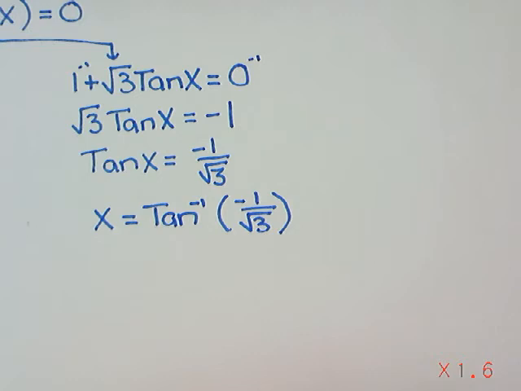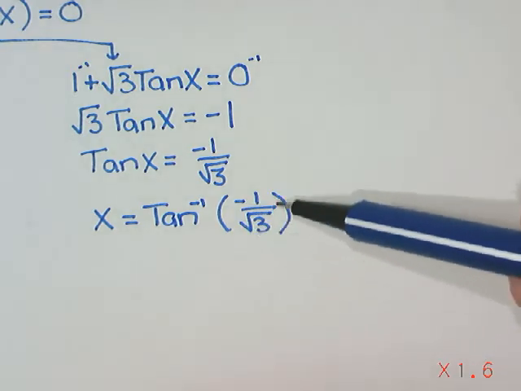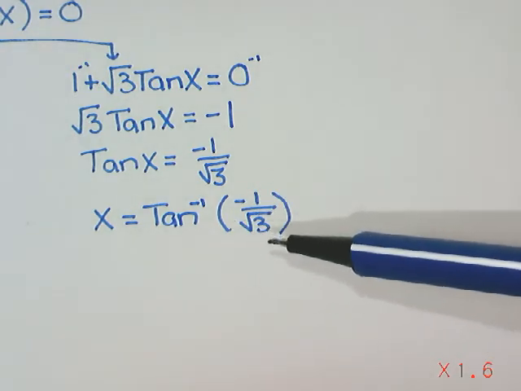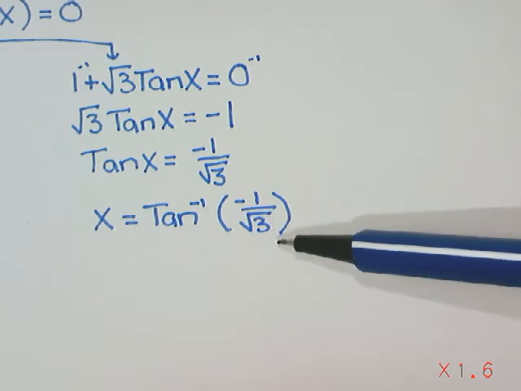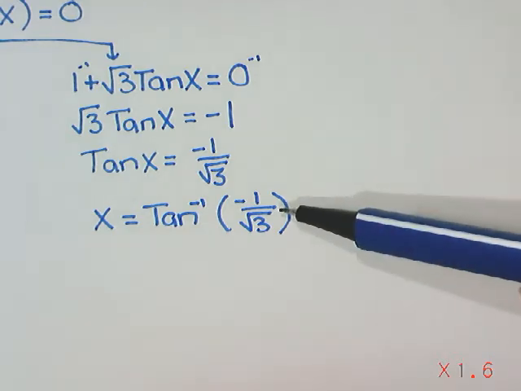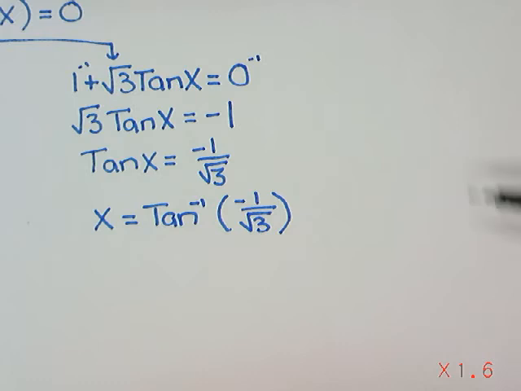So from here, I would try to think about the graph. Is this a number that I can read off of a tan graph? And the answer is no. The only y values that I can read off of a tan graph would be 0 or infinity or undefined. So this is neither 0 nor infinity. So I know that I'm going to have to do something else. Then the next thing I would do is look to see, is there a special triangle that has sides of 1 and the square root of 3?